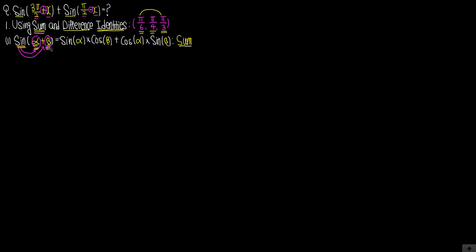So for sine of alpha plus beta, the formula is sine of the first angle alpha, cosine of the second angle beta. And when the two angles are being added, which is the sum identity for sine, then the two expressions will also be added. So plus cosine of alpha times the sine of the second angle beta. And this is what the sum identity for sine is.